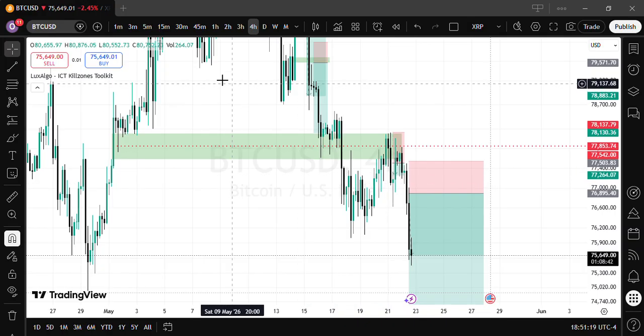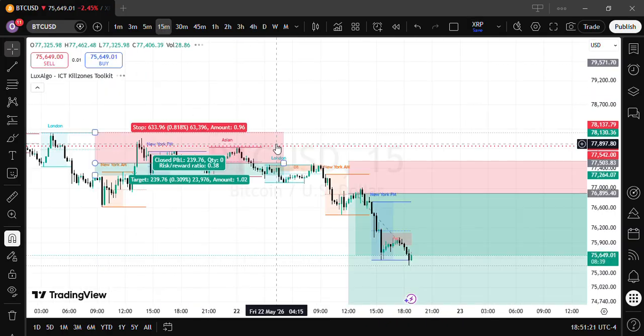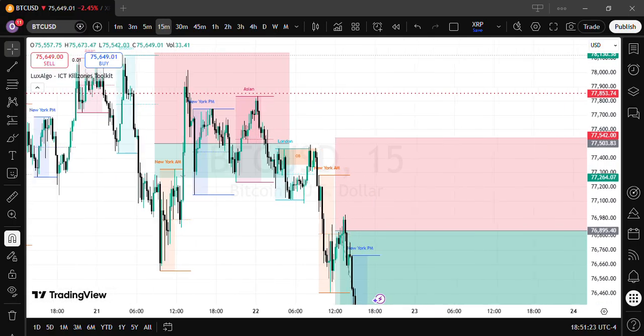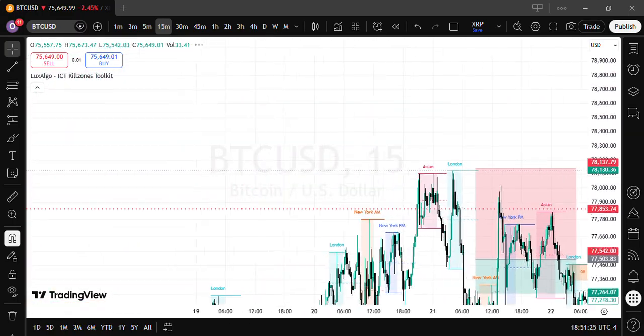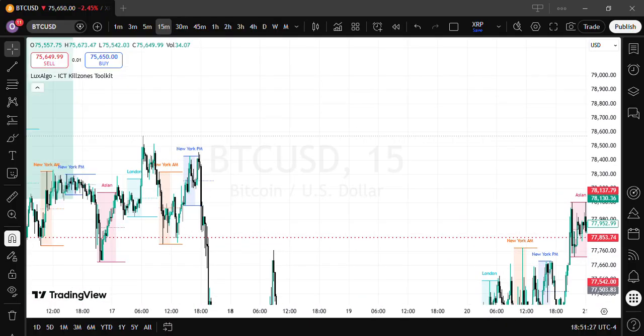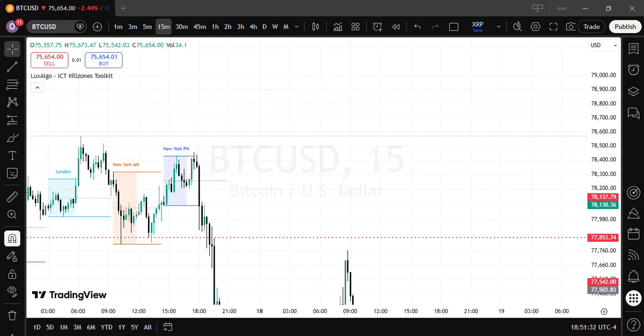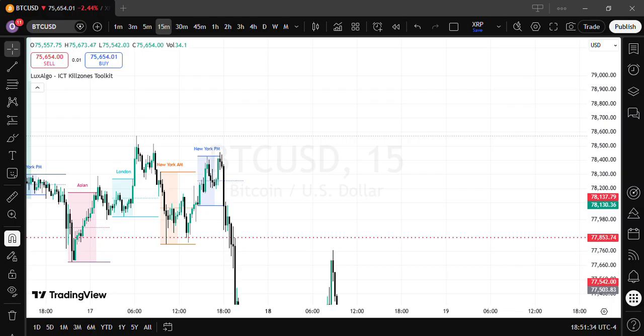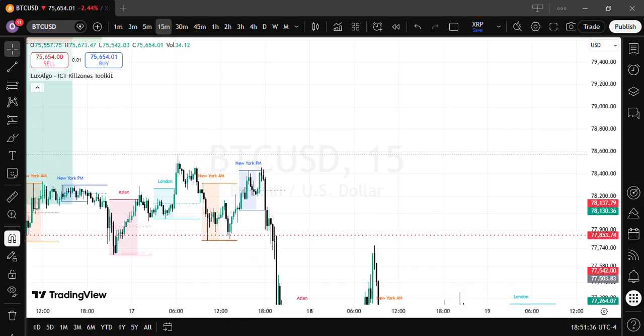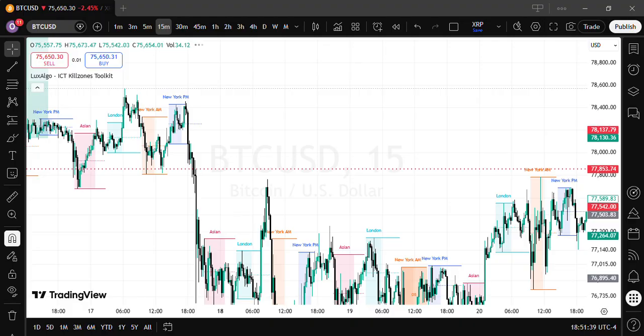Now, let me also show you something. There's something interesting on the 15 minutes. Right. Let me see if I can find it right here. This is what was interesting. This fair value gap, not necessarily even this, the other block. I was seriously expecting price to hit this order block. Right, this is the order block. Let me highlight it for you.